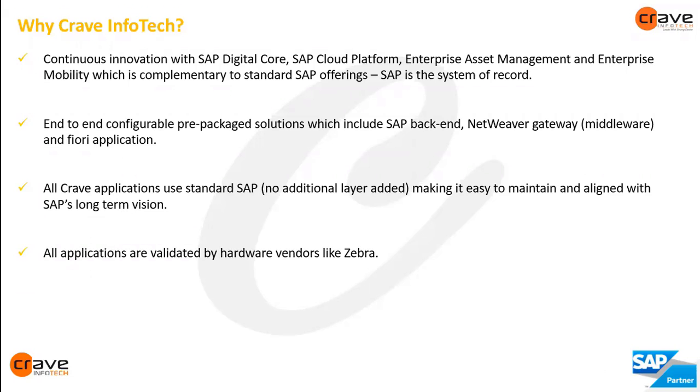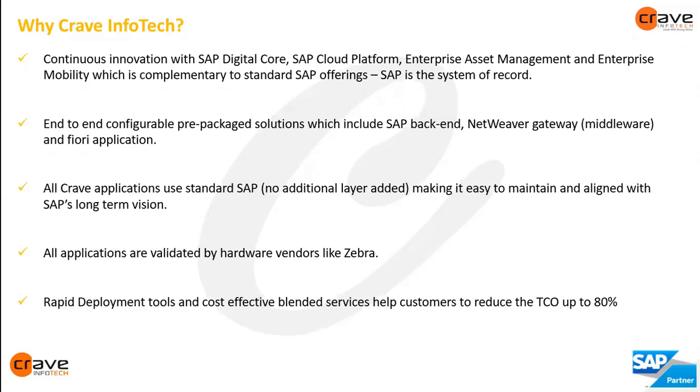All of our applications are validated by hardware vendors like Zebra. What that means is these applications are designed and developed to use every potential functionality on the hardware. They are also tested for memory leaks, for the user interface, and for battery usage, so that the application doesn't drain the battery. So when the application is deployed, it works efficiently on platforms like Zebra and Honeywell. And we have rapid deployment tools which will help you save up to 80%. We already discussed that at the beginning.